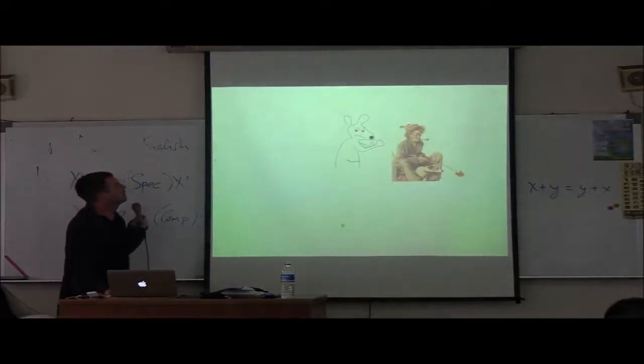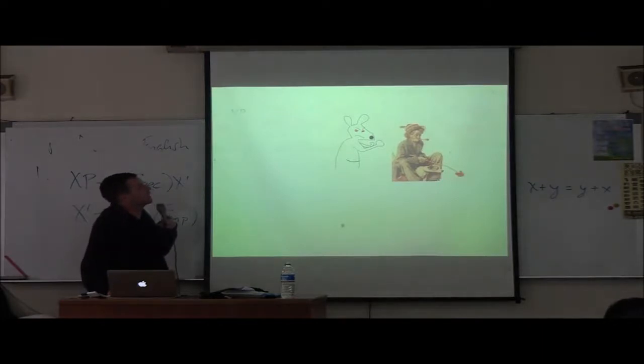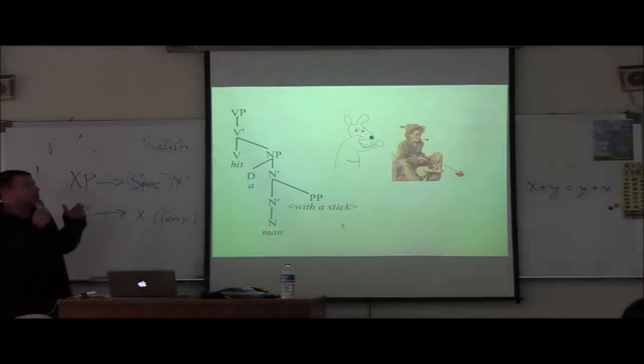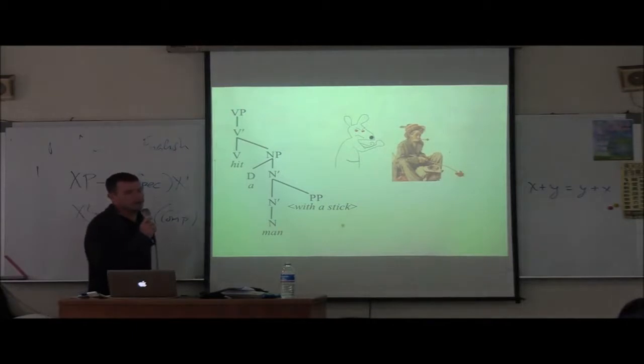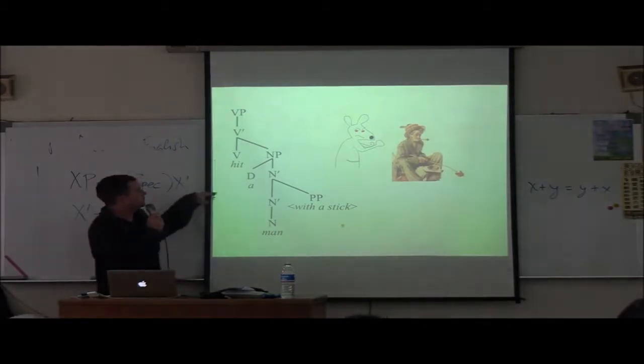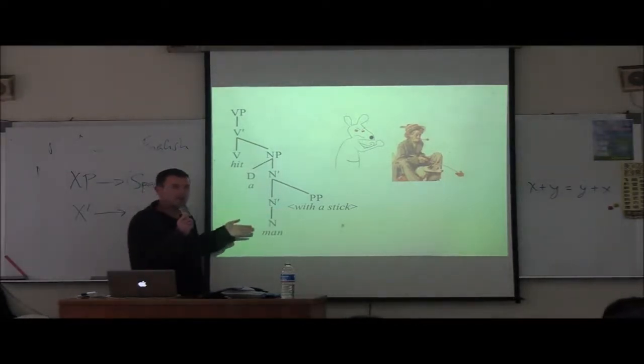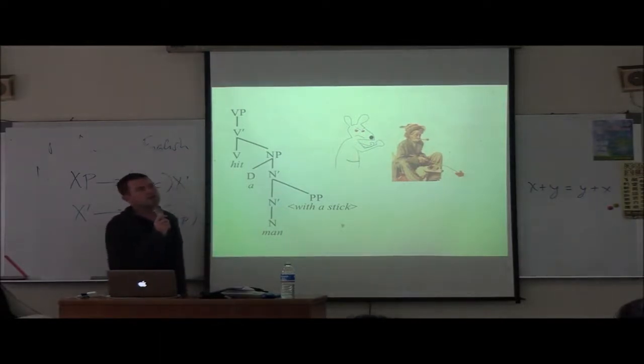In this situation, where it's the man with a stick who's being hit by this animal, whatever he is, same thing as before, but we have N bars now, and V bars. With a stick here modifies the man, which means that we're going to put it in the NP. Where do we put it in the NP? Well, it's not a complement. I hope you can see that.